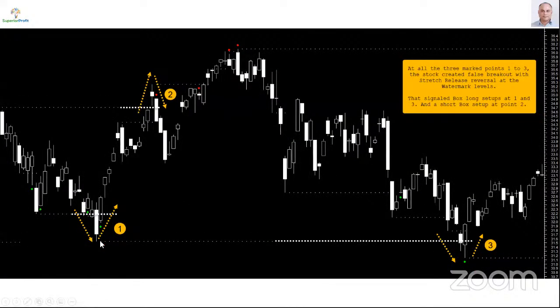This is a daily chart using watermark levels. Watermark levels are white levels. And we see the stretch release here. Green stretch release on the candle that is tradable. Red stretch release on the candle, it is tradable, meaning it was also considering the traffic light color.